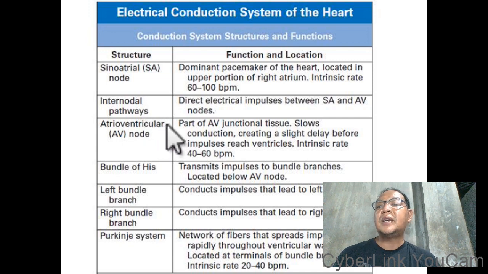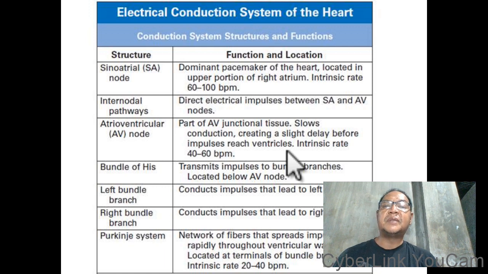Now remember the AV node, which is located between the atrium and ventricle, or the AV junction tissue, slows conduction. This is important here. It creates a slight delay before impulses reach the ventricles. So one role of the AV node is that it delays the electrical impulses from the SA node going to the ventricles. There is a slight delay.